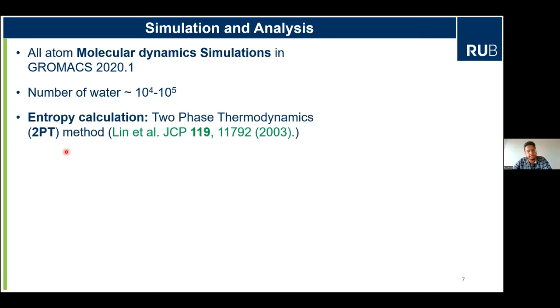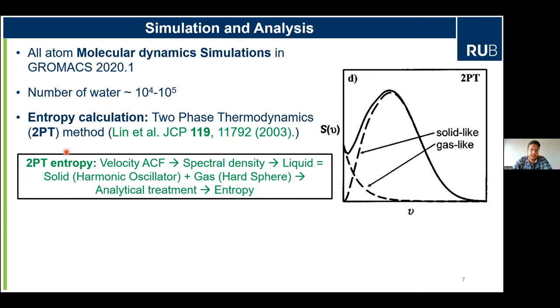So we will use a method known as the two-phase thermodynamics method, which was introduced by Lin et al. in 2003 and has been used to calculate the entropy of several liquids under several conditions successfully. The crux of this method is that we get the spectral density of the liquid, in this case water, from the Fourier transform of the velocity autocorrelation function. This liquid spectral density is then divided into two parts: one is a harmonic oscillator-like solid, and the second is a hard sphere-like gas part. The advantage of doing so is that these two systems, the solid and the gas, can be treated exactly analytically. Then, when we get the solid-like entropy and the gas-like entropy, we use a parametric formulation including these two entropy terms to get the entropy of the liquid.